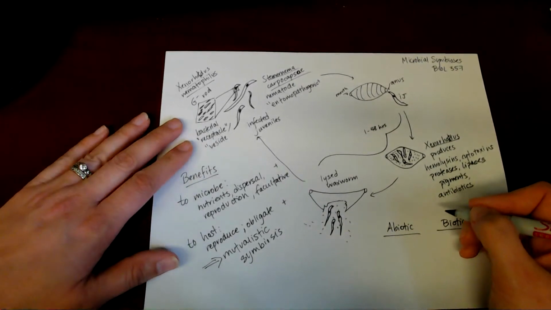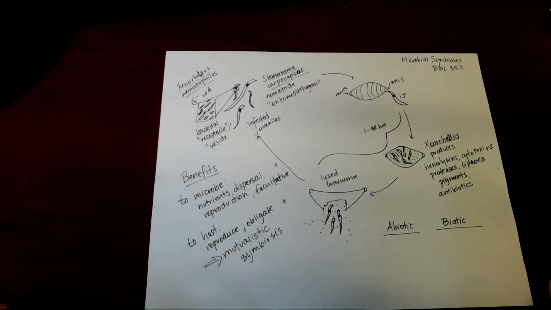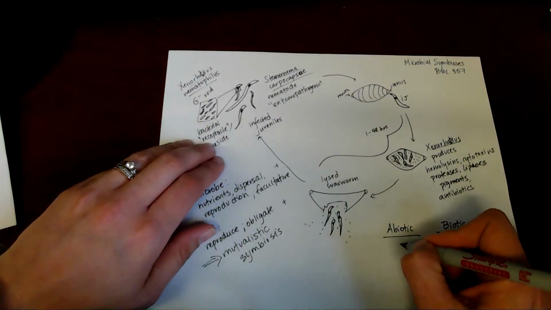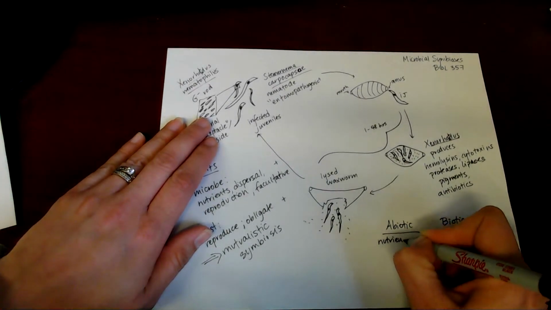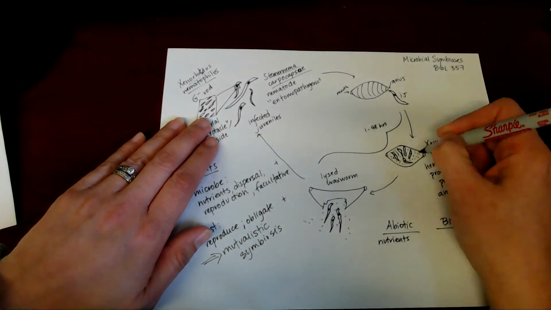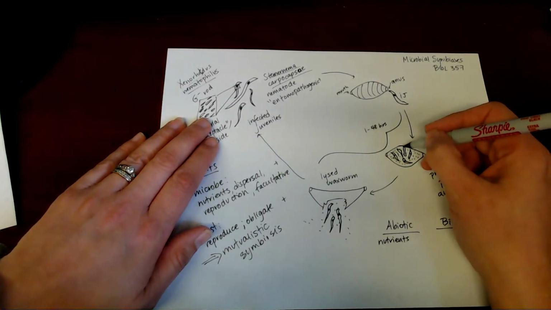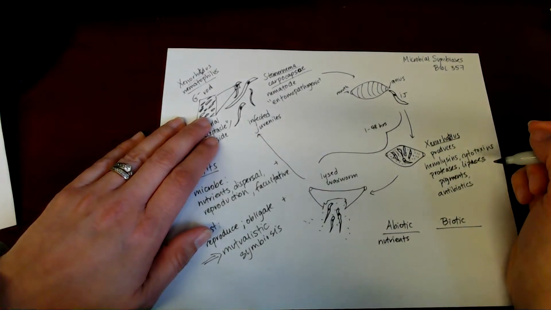Okay, so now we need to think about the abiotic factors and biotic factors that drive the evolution of this particular symbiosis. So, certainly the abiotic factors that influence us are nutrients, nutrients for both the host and the microbe in terms of whether they can find available insects which allow them to both complete their life cycles.